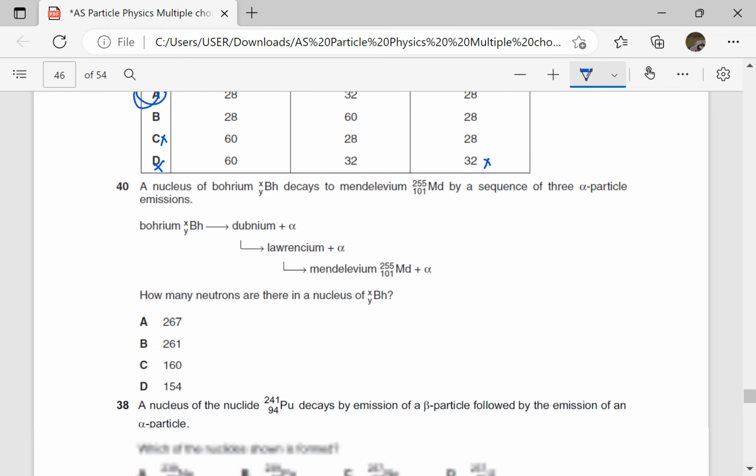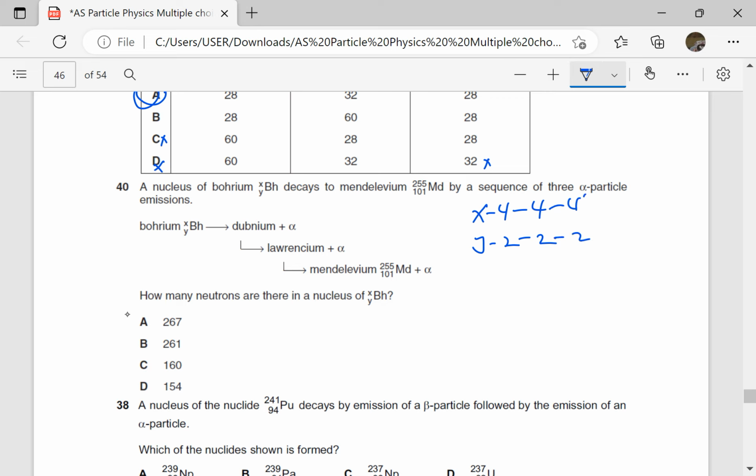A nucleus of barium decays to mendelevium by a sequence of 3 alpha particles. So it first decays by giving an alpha particle, so we subtract 4. So it is X minus 4 and Y minus 2. Then lawrencium, again with another alpha particle, so we still say minus 4, then minus 2 on Y. Then mendelevium plus another alpha particle, so minus 4 again, minus 2.